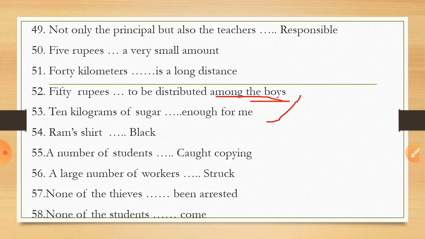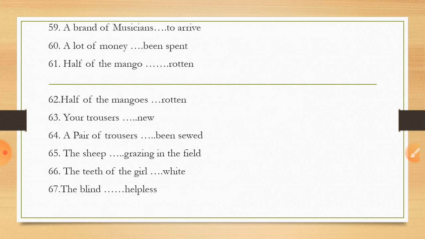Whereas in 57th, you can use either singular or plural, so there is nothing wrong in doing so. None of the thieves have or has been arrested, or none of the students have or has come. Next, a band of musicians is to arrive. Yes, because a band of musicians shows a collective noun. Even though you can ask why it is not "a number," it has a particular rule, thus we don't use it there. Even here, a lot of money has been spent, as we are using it as a collective noun.